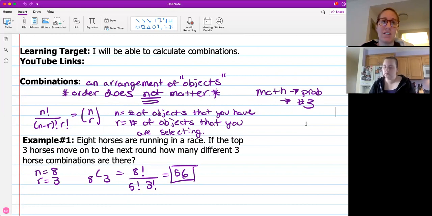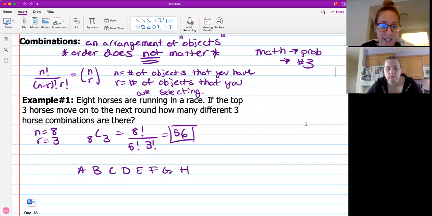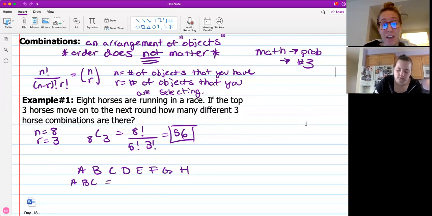So basically, if you're thinking of this as letters in the alphabet, if we have 8 horses, we have A, B, C, D, E, F, G, and H. If A, B, and C finish first, second, and third, it's the same top 3 as if B, A, and C finish in the top 3. It doesn't actually matter out of the top 3 who's winning. It just matters that the top 3 move on. Whereas yesterday we were more focused on, if A comes in first and B comes in second, that's different than B coming in first and A coming in second.